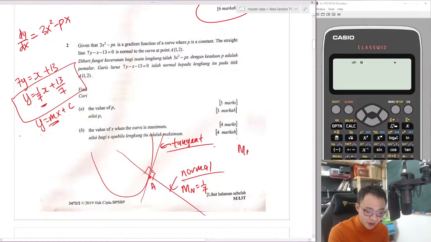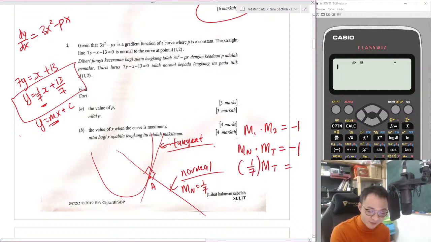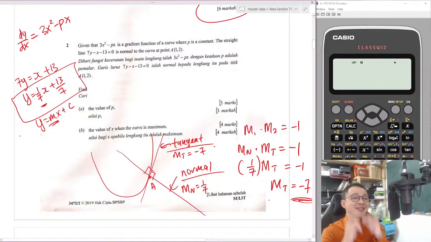Then I know gradient of normal multiplied by gradient of tangent is equal to -1. Basically from this formula, m1 times m2 equals -1. So right now I want to find the gradient of tangent. Gradient of normal I have is 1 over 7. So by solving this one, I know my gradient of tangent is -7. Therefore, the gradient of tangent here will be -7. So gradient of tangent will be the same as dy dx like what I said at the very beginning, right?